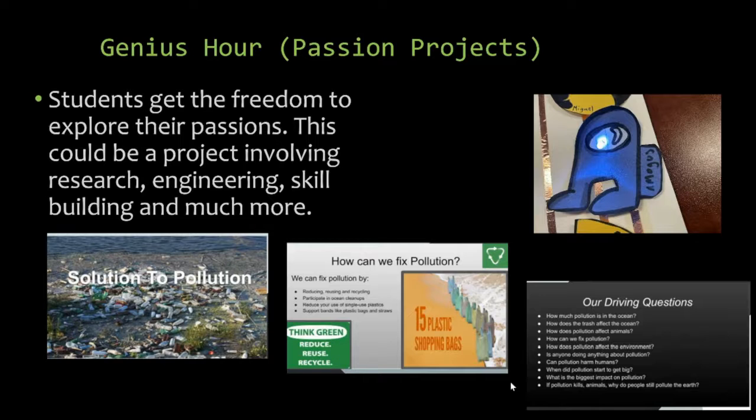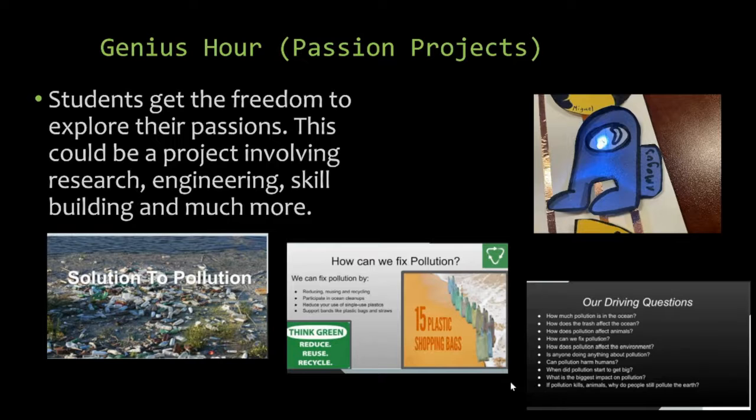This is where they get the freedom to explore their passions. Back when I was talking about me in middle school, how I always wanted to be able to explore things like the Titanic. And I'm sure I had many other quite nerdy things that I was into and still am. But this is uninterrupted time during the school day where students get to choose something they're passionate about and use those skills like research, engineering, skill building, and much, much more to find the answers for themselves. So here are some examples we have.